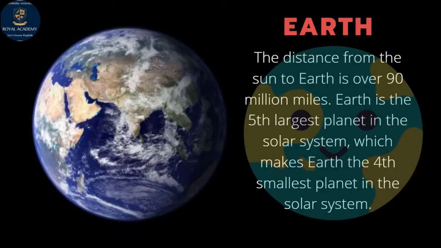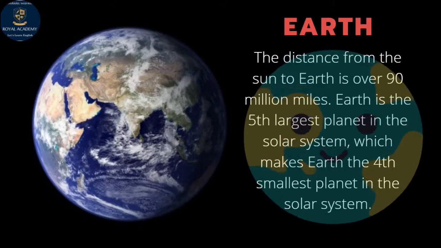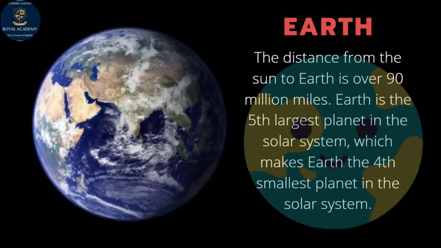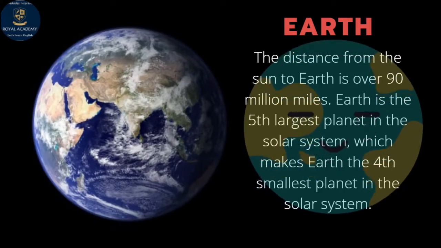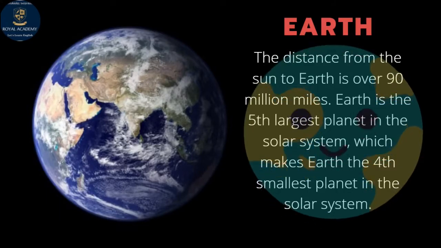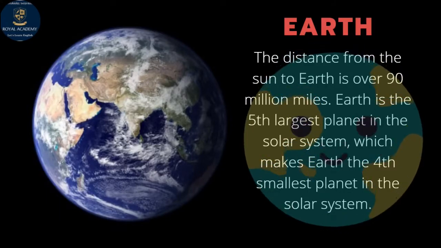Earth. The distance from the Sun to Earth is over 90 million miles. Earth is the fifth largest planet in the solar system, which makes Earth the fourth smallest planet in the system. La distancia del Sol a la Tierra es alrededor de 90 millones de millas. La Tierra es el quinto planeta más grande en el sistema solar, lo que convierte a la Tierra en el cuarto planeta más pequeño en el sistema solar.